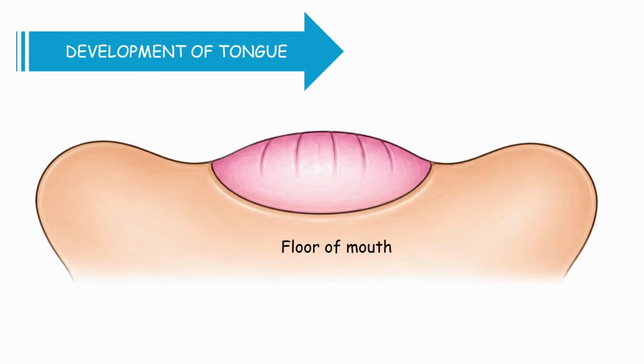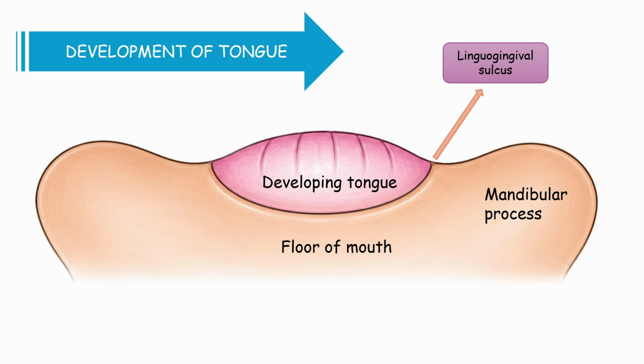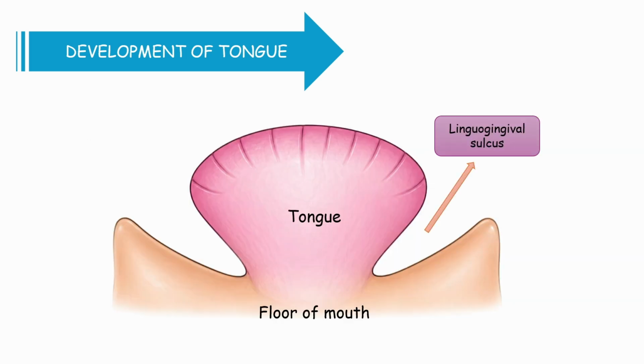As the tongue develops from the floor of the mouth, the tongue is not separated from the floor. So it needs to be separated from the floor. A sulcus develops between the developing mandibular process and the tongue, which we call the linguogingival sulcus. Now this linguogingival sulcus deepens further, separating the tongue from the floor of the mouth. And so the tongue becomes separated from the floor of the mouth.